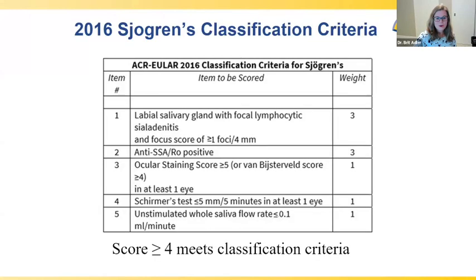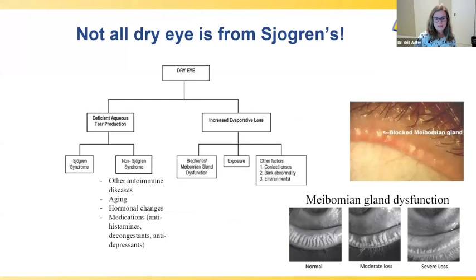So now I'm going to go through all of these different tests that we use to diagnose Sjögren's so that you're more familiar with these different diagnostic tests. But first I want to talk about dry eye, because just figuring out what the cause of your dry eye is can be complicated in and of itself, and not all dry eye is from Sjögren's.